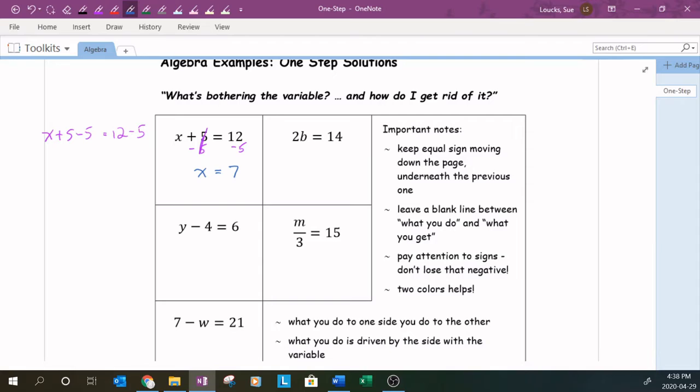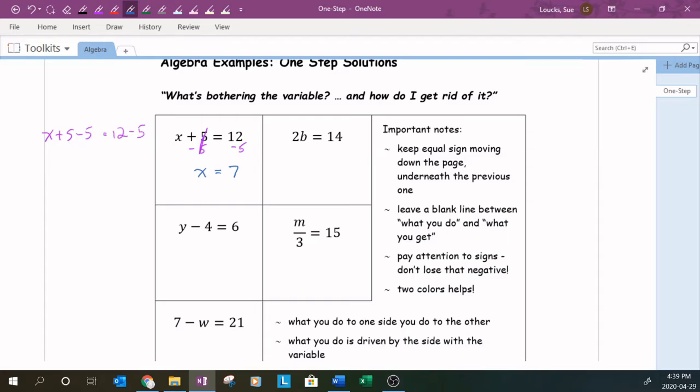Now, you'll notice I use two colors. I do that very intentionally. One color shows what you're doing. That's purple in this case. And the other color shows what you get, which in this case is the x equals 7, and that's that turquoise or blue color. Okay?